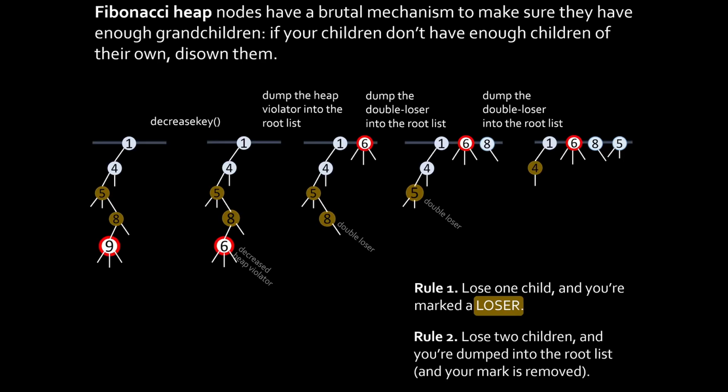This rule for decrease key, this business of marking nodes as losers and dumping them into the root list, it's an extremely clever design, and to really appreciate the cleverness of the design, we'll have to wait until we do the full amortized analysis of complexity.